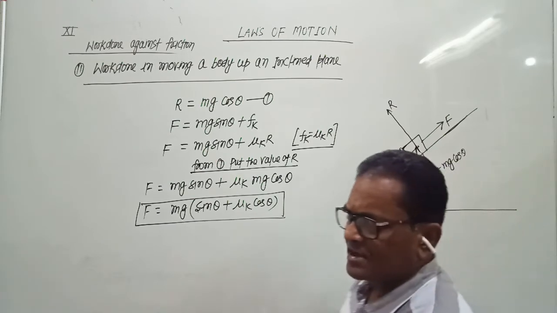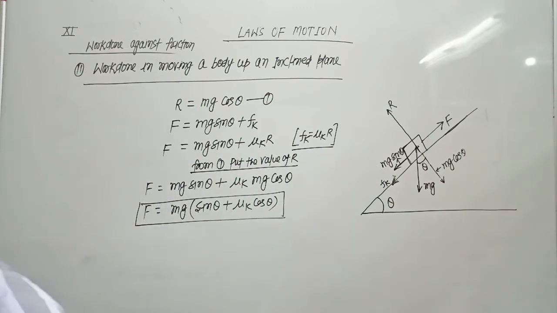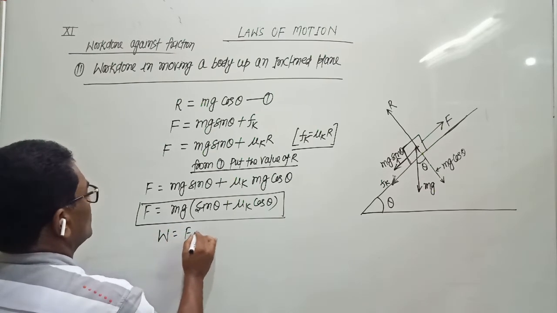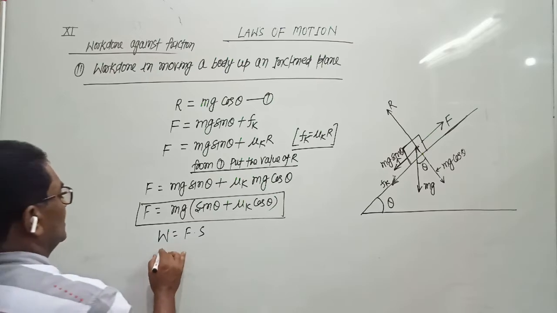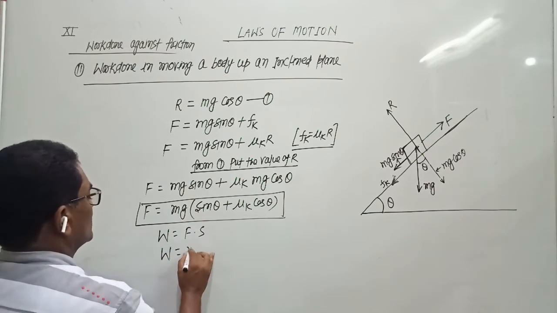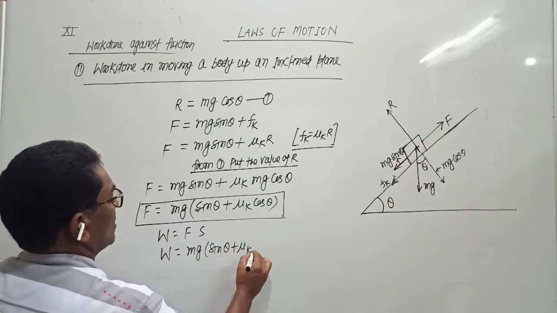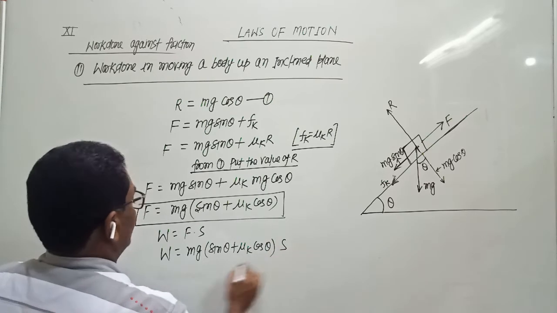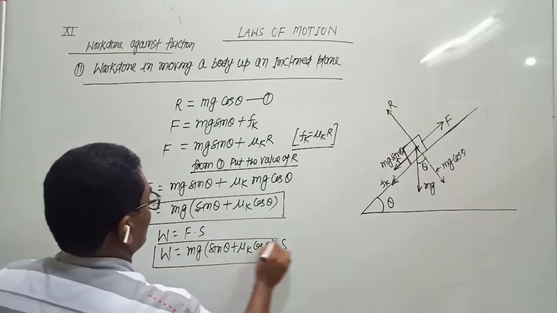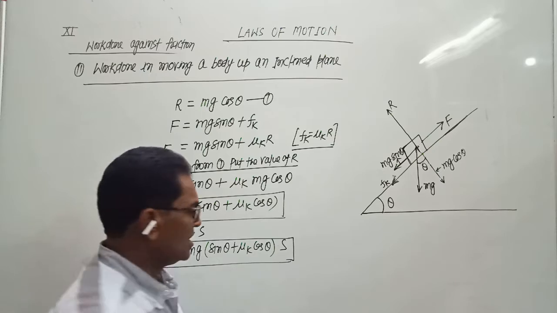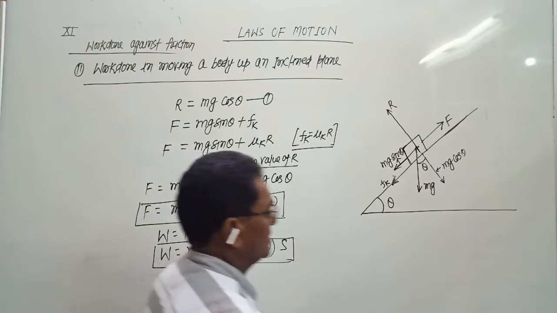Suppose the body covers the distance S, then the work done equals F into S, force into displacement. So work done equals, the value of force is mg sin theta plus mu k cos theta, and displacement S. So this is the expression for work done in moving a body up an inclined plane: mg sin theta plus mu k cos theta into S, where S is the displacement.